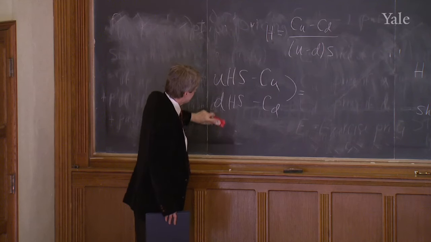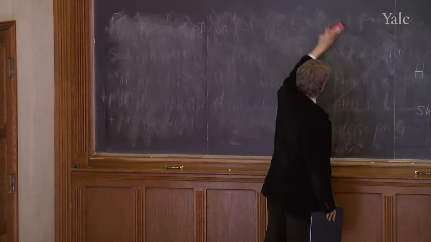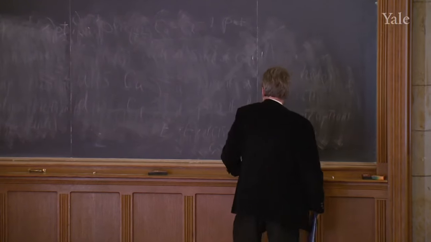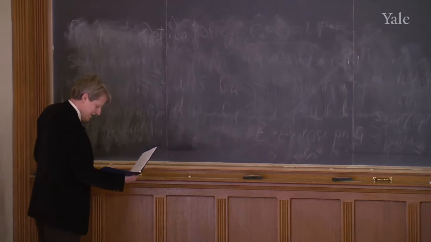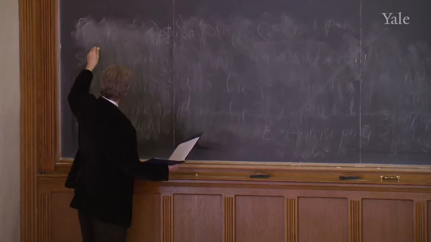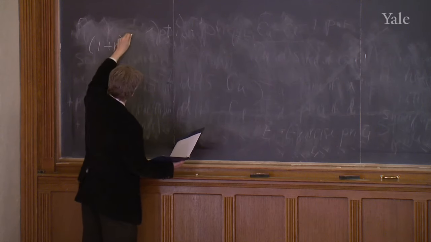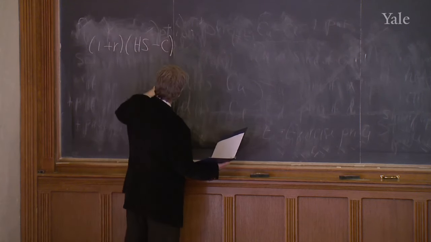If I can erase this now, I'm almost there to option pricing. The option pricing then says that since I've derived what H is, the portfolio has to be worth 1 plus the interest rate times what I put in, which is HS minus C.